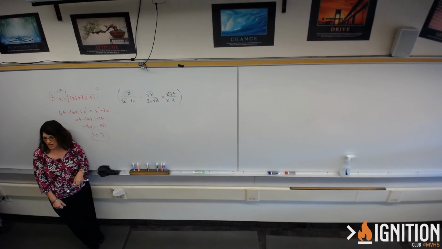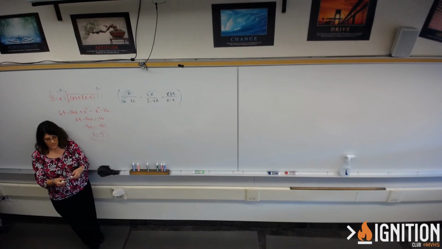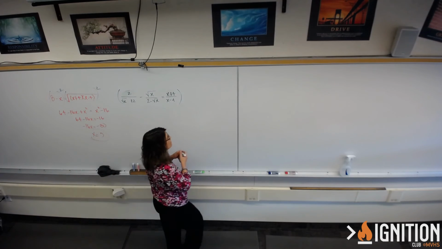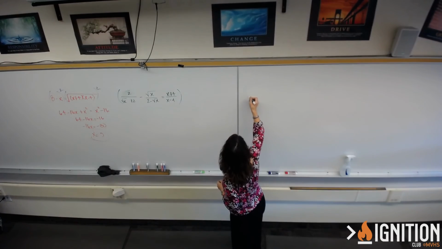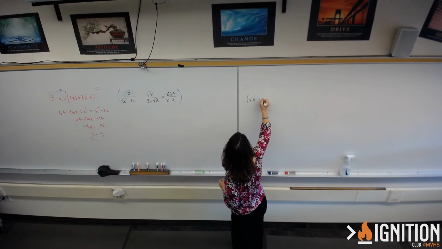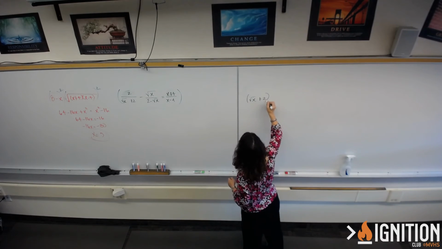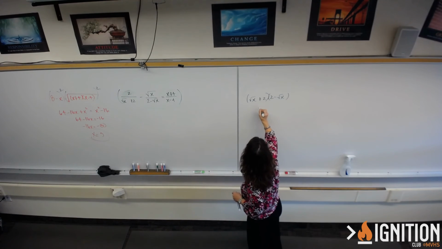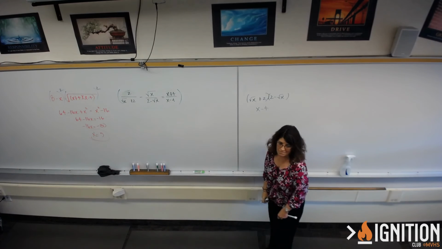X minus 4. X minus 4. How come? Because root x plus 2 times 2 minus root x is x minus 4.